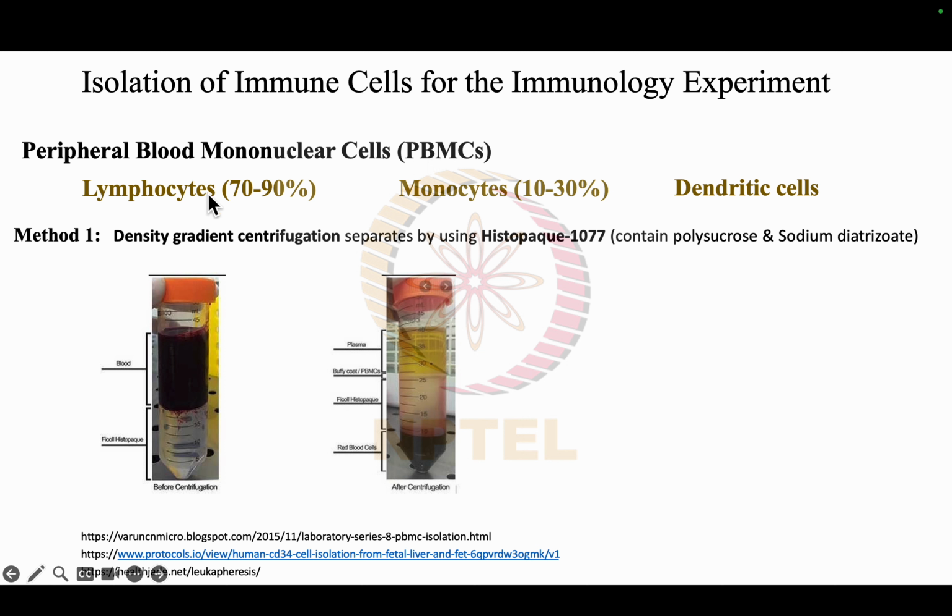It has lymphocytes 70 to 90%, monocytes 10 to 30%, and dendritic cells. So we can do density gradient centrifugation, which separates cells using Histopaque 1077, which contains polysucrose and sodium diatrizoate. Before centrifugation you will add this Histopaque, and then above it you will add blood, and you will keep it for centrifugation.